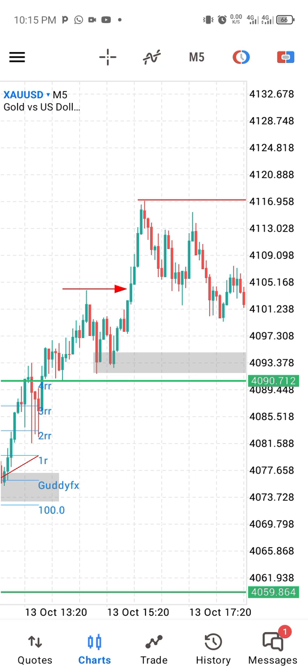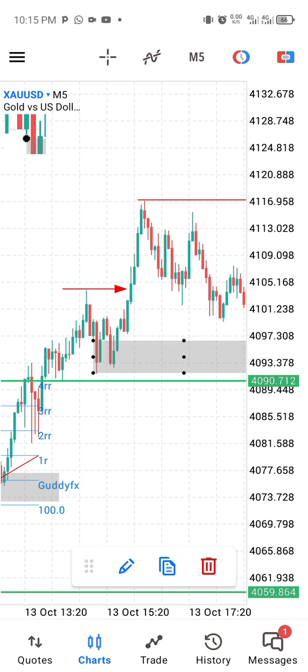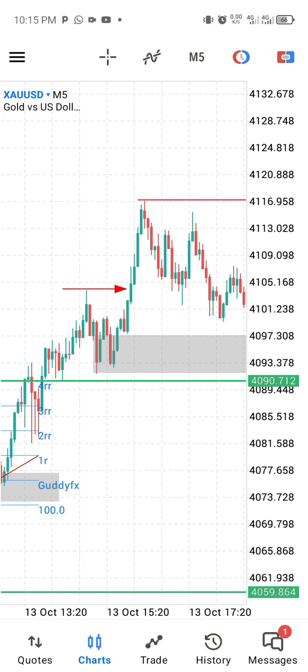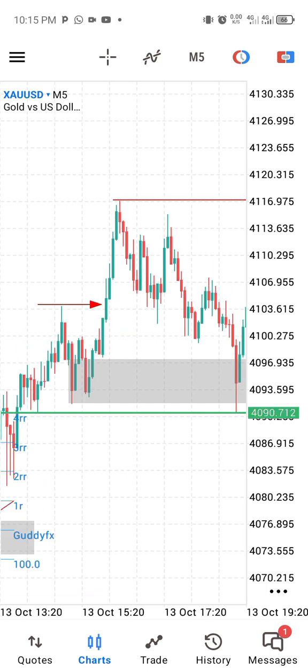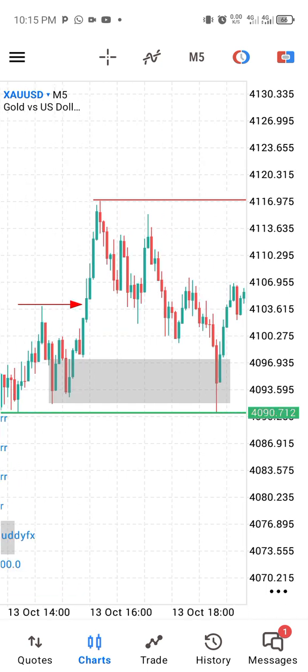Now I will mark my POI. My POI should be the very last candle of that low. So this is my POI. Then I will wait patiently for the market to come to my POI. When you check it, you see that the market reached the POI.